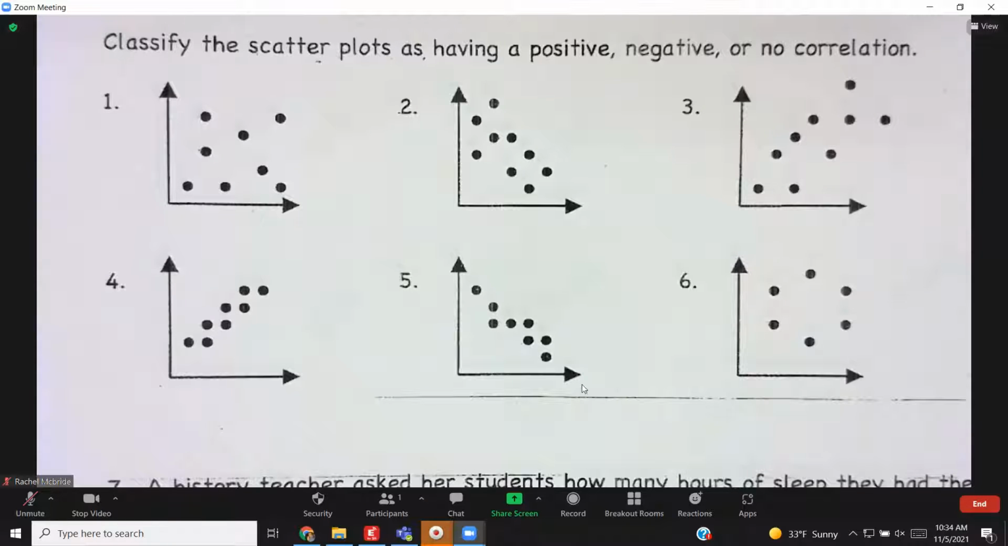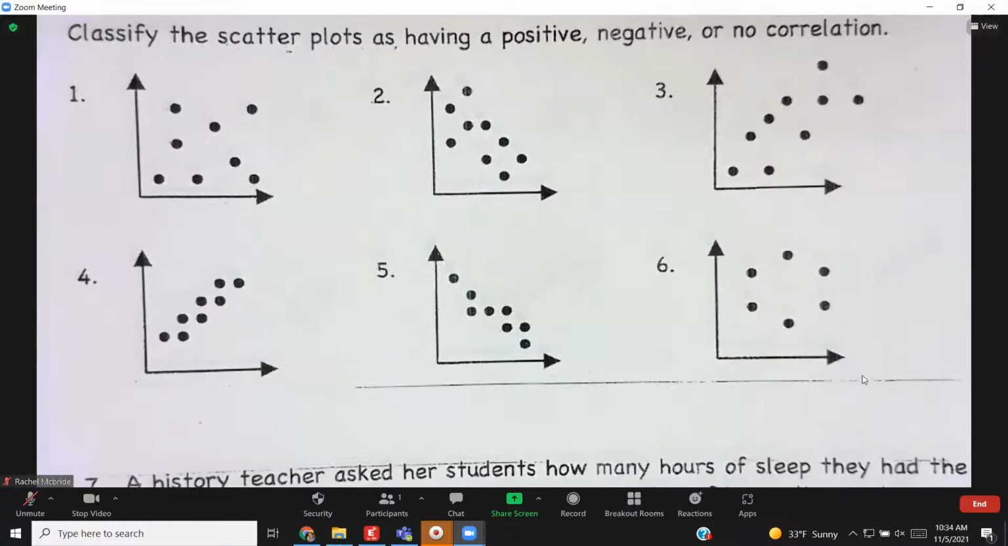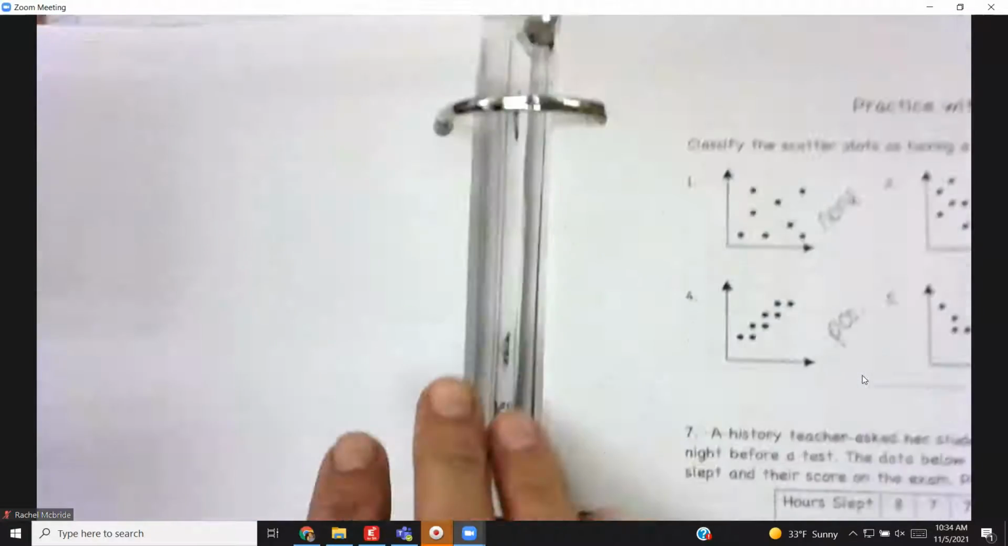Number 5 is clearly a Lucas. Fantastic. And number 6 is Chris. Yeah, because it makes a circle. And there's no correlation of data in the form of a circle.